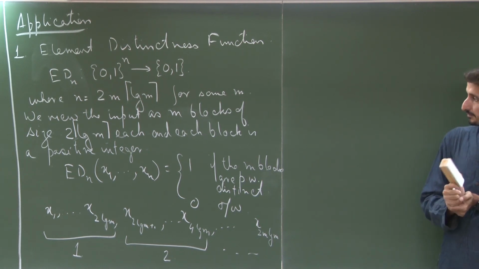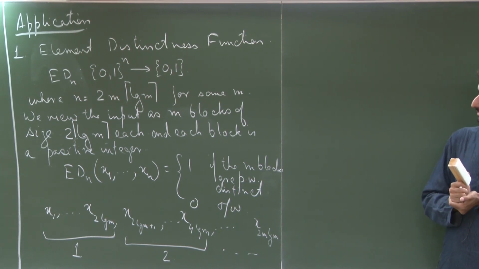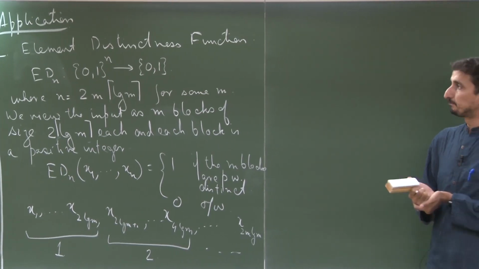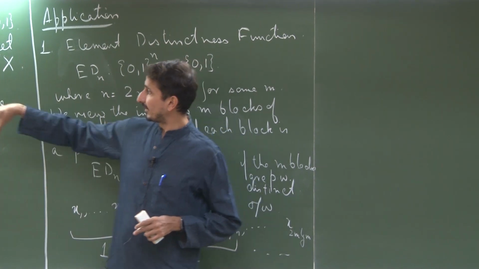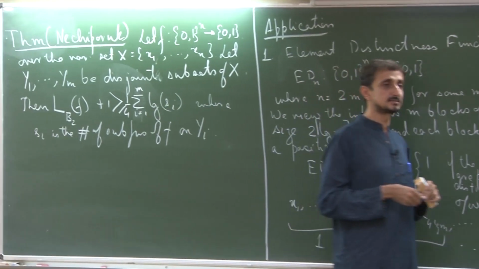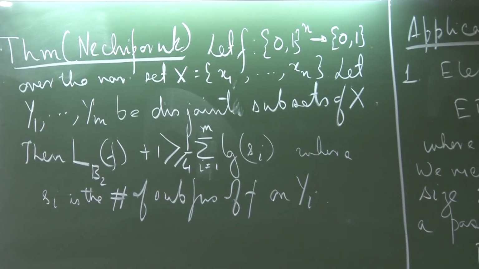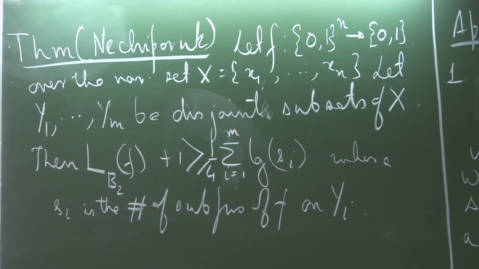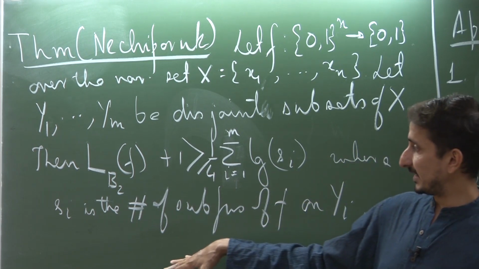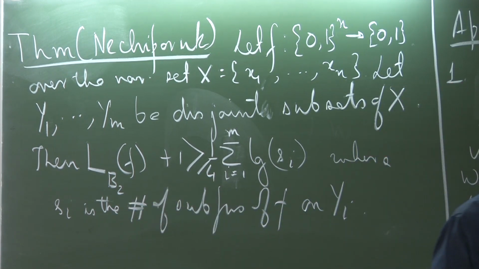Okay. So, the question is, if we want to use Nechiporuk's theorem to give a lower bound, then we have to define what these disjoint subsets are going to be. Then we have to understand for each subset, if I restrict the function to that subset, how many distinct subfunctions are possible, and once we get a value of that count, by the theorem we will get a lower bound.